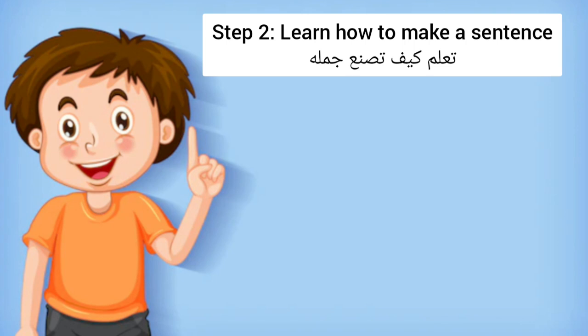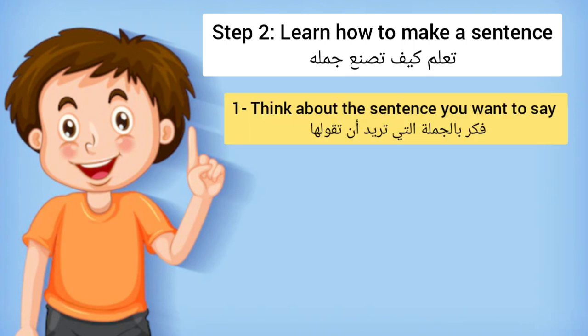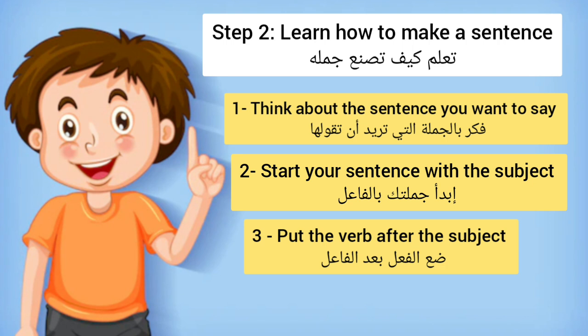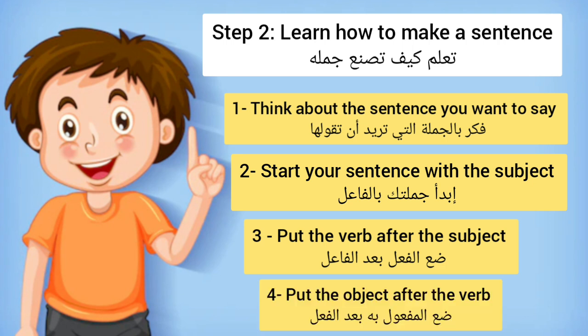Step 2. Learn how to make a sentence. Think about the sentence you want to say. Start your sentence with the subject. Put the verb after the subject. Put the object after the verb.